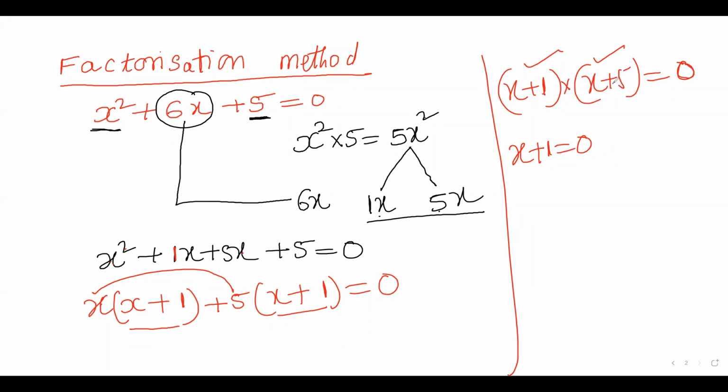When you multiply two things, if you are getting 0, that means either one of them is 0.